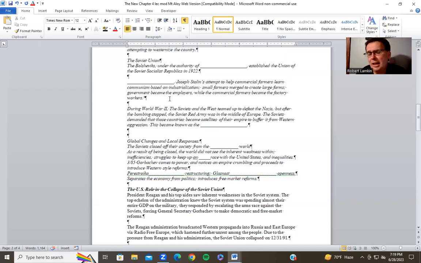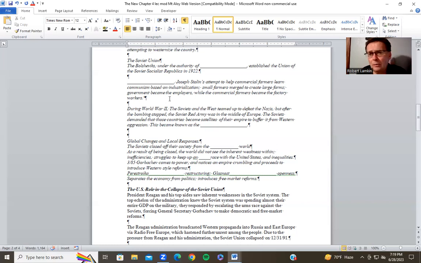So you take the commercial farmers, put them in the factories. We can keep watch on who they are, what they're doing. They're not stirring any dissent, and they're helping. They're learning industrialization and helping to industrialize the Soviet Union. So the government, right, becomes the employers, while the commercial farmers become the factory workers.